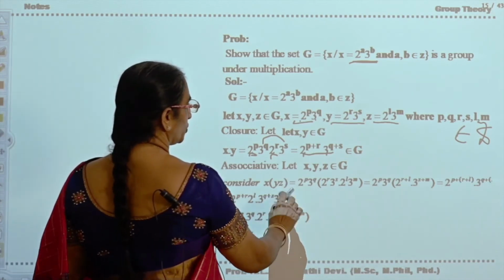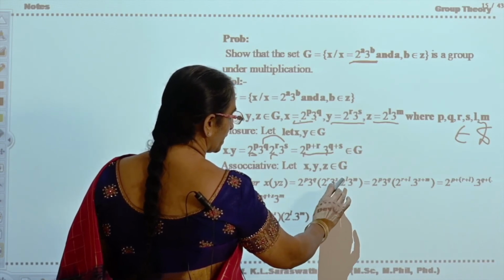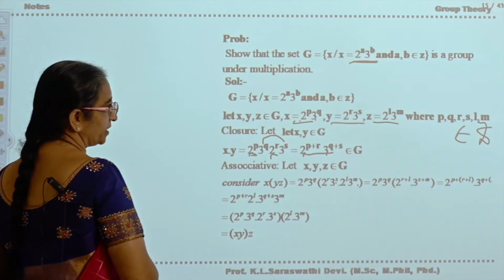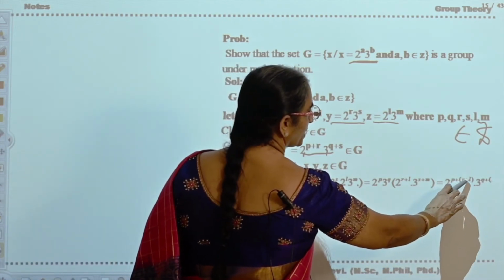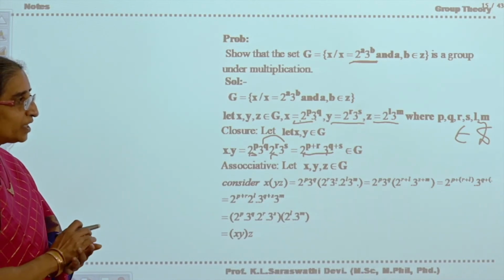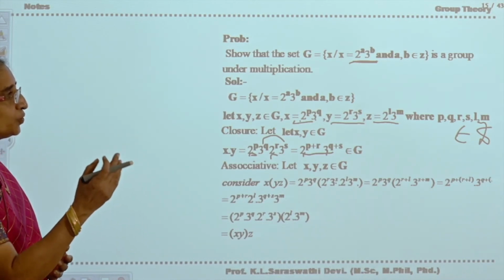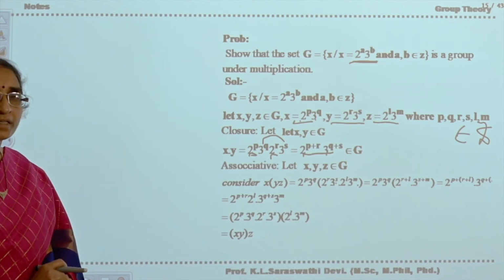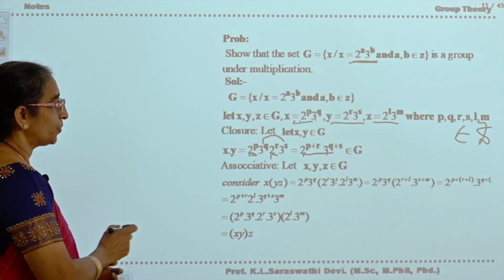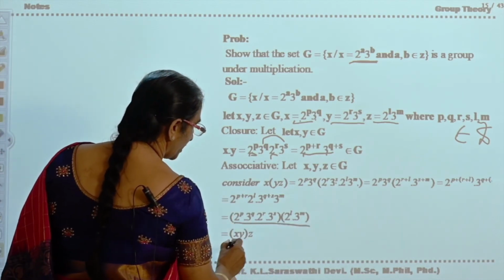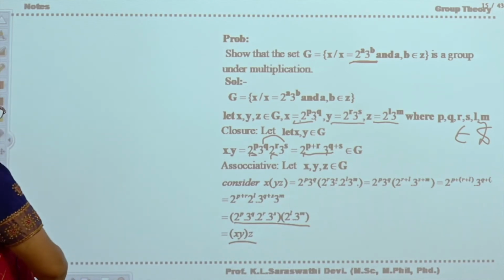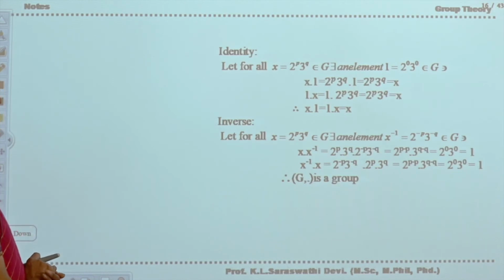2 power P into 3 power Q, 2 power R, 3 power S, 2 power L, 3 power M. Now, all the powers add. That is 2 power P plus R plus L, 3 power Q plus S plus M. But what are P, R, L, S, Q? All these are elements of Z. Z plus is an abelian group. Therefore, you can arrange them like this and you can write it as xy into Z. Therefore, associativity is satisfied.